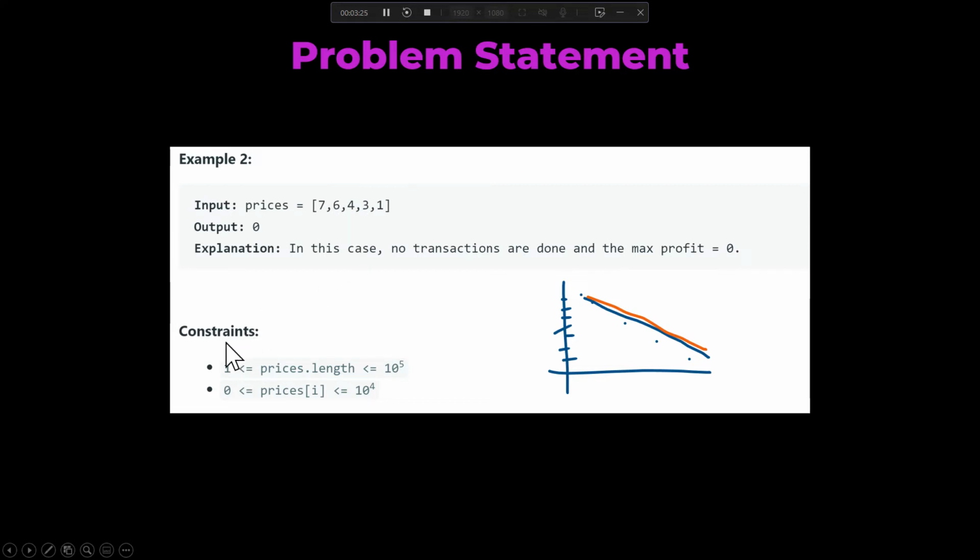So let's have a look at the constraints. The constraint given is prices length is between 1 and 10 to the power 5. So from here you can see the edge case. If the prices length is equal to 1, then we can't buy and sell because there is only one price in the array given. So we can just simply return 0. Prices[i], the value is between 0 and 10 to the power 4, inclusive.